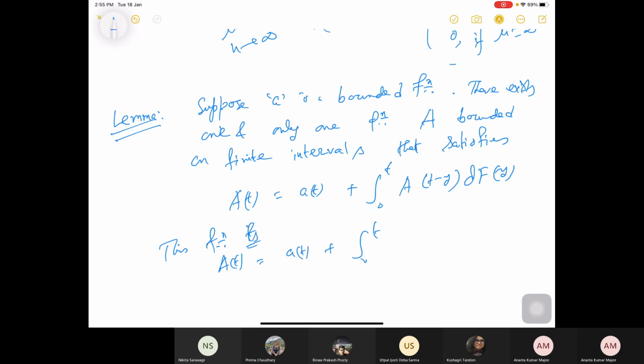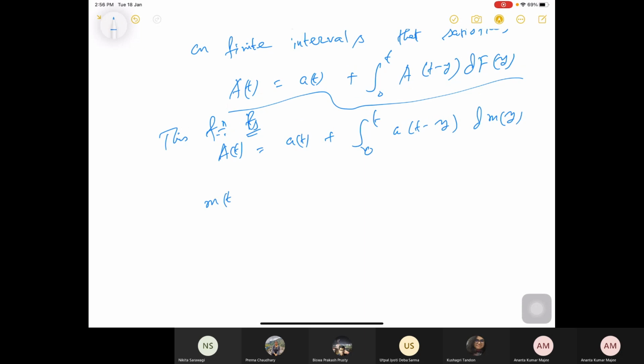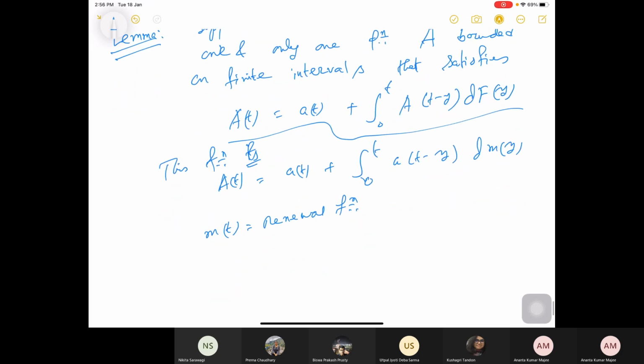So first I say that there exists one and only one A which is bounded on finite intervals and satisfies this. And how A looks like: A(t) is equal to a(t) plus the integral from 0 to t of a(t minus y) dm(y). What is m here? Again, the similar thing: m(t), which is the renewal function, is the summation over k equal to 1 to infinity of F_k(t). Okay, this is the renewal function. So I will use this lemma in Smith's theorem and try to show that Blackwell's theorem, in particular for the non-lattice case, is a special case of Smith's theorem.